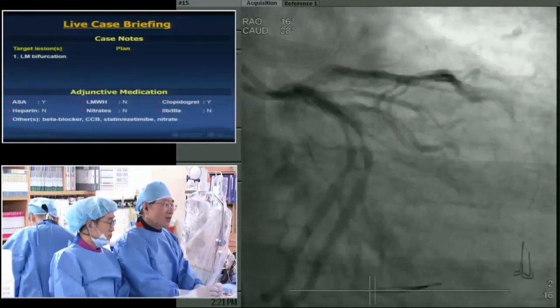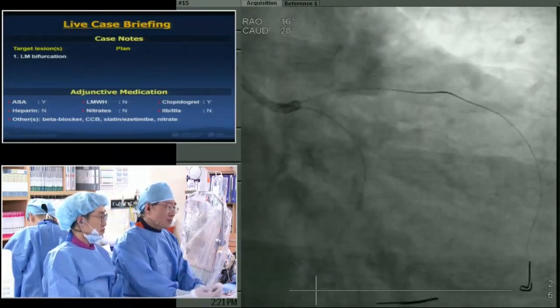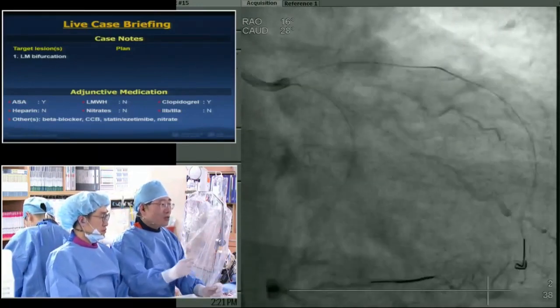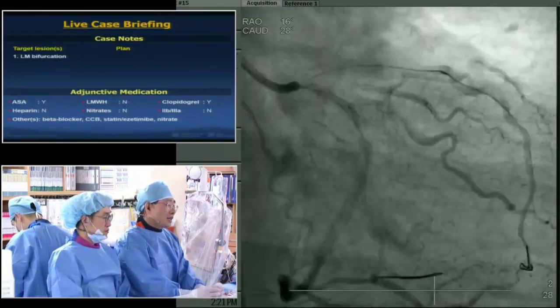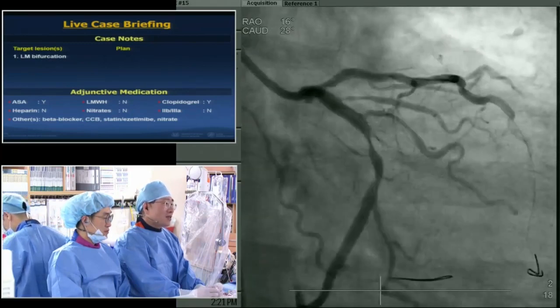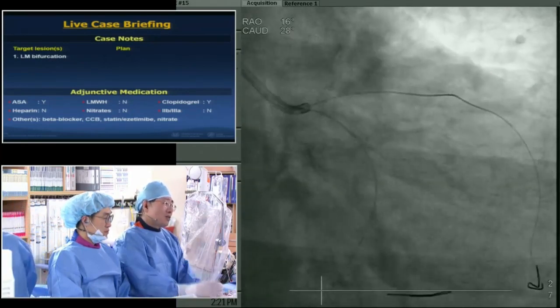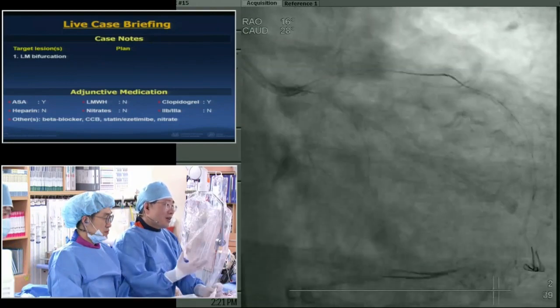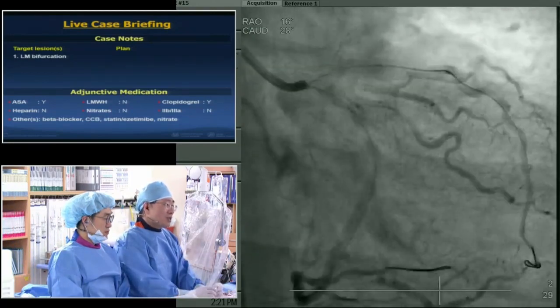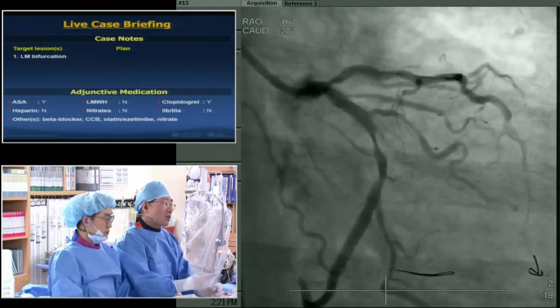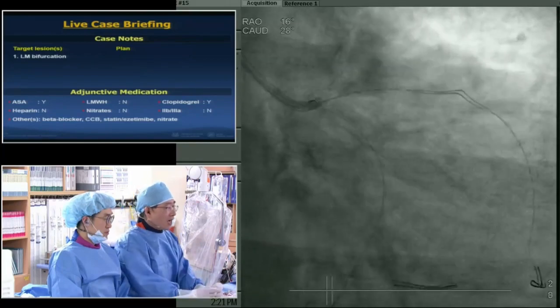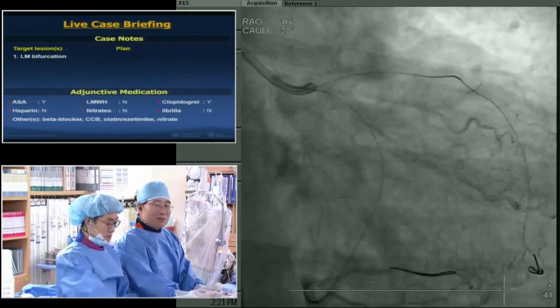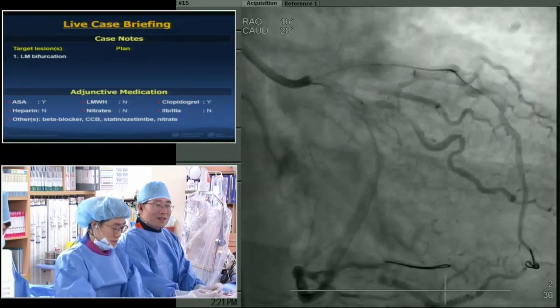So in this case, we have two possible plans. First one is just crossover from the left main to the LAD, and the other plan is we can do the two-stent technique. But before doing the procedure, we would like to check the circumflex ostium and LAD with IVUS. Is that okay with you? Yes.